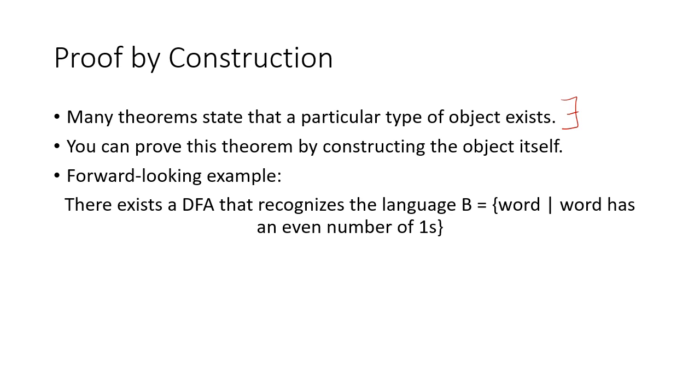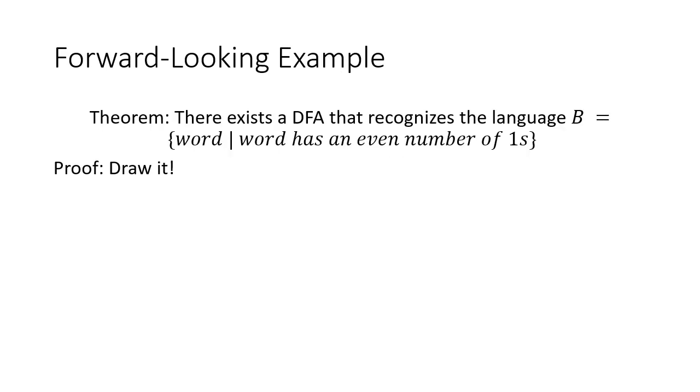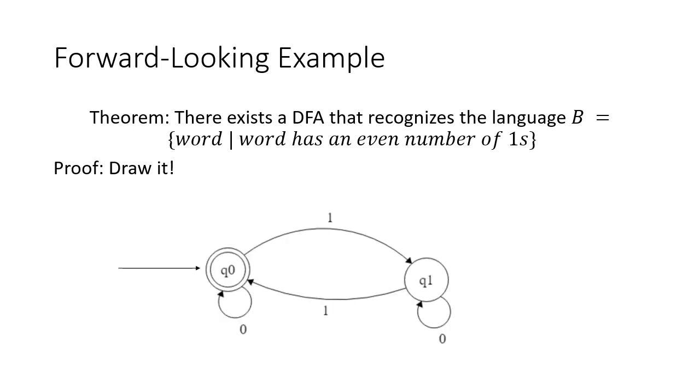The theorem is: there exists a DFA that recognizes the language B, the set of words such that the word has an even number of ones. I know we haven't gone through all of this, but we're basically saying that there exists something called a DFA that recognizes this language. And the proof is just going to be: draw the DFA. So I'll draw this in. This is going to be the DFA for this particular language.